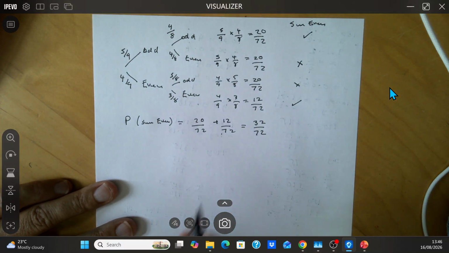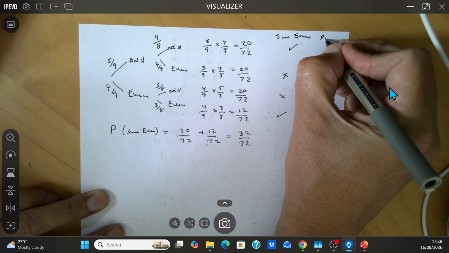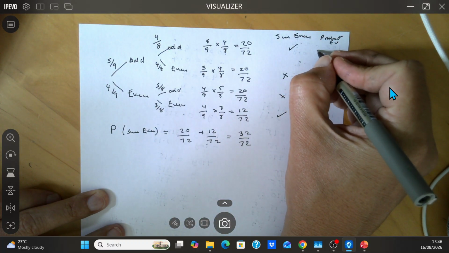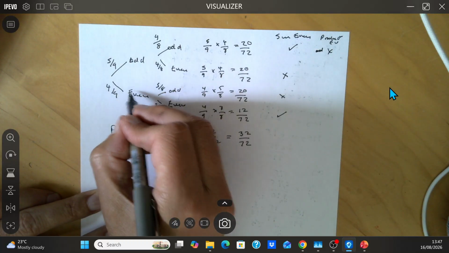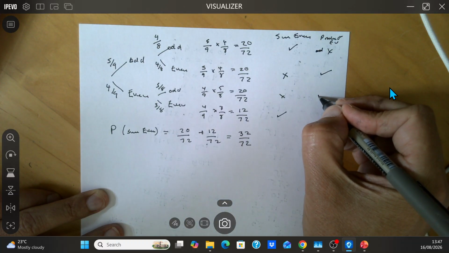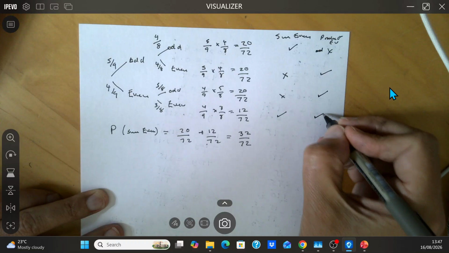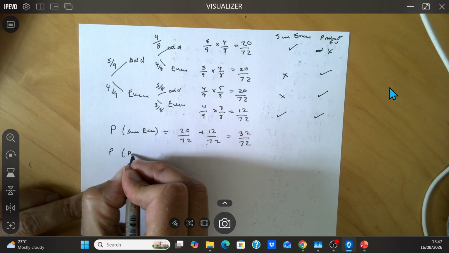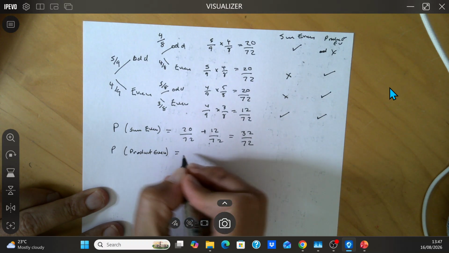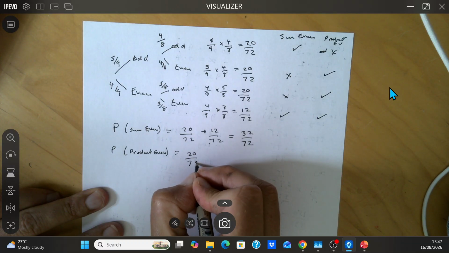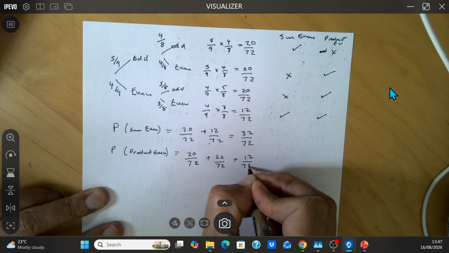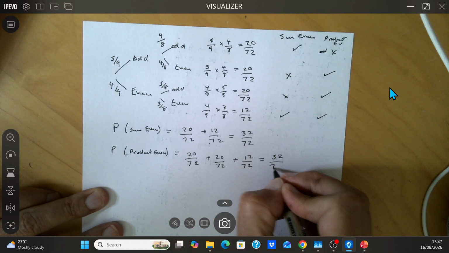Right, now let's think, what's the probability of the product being even? Odd times odd is odd, so no. Odd times even, even. Even times odd, even. Even times even, even. So probability product even equals 20 over 72 plus 20 over 72 plus 12 over 72, which gives me 52 over 72.